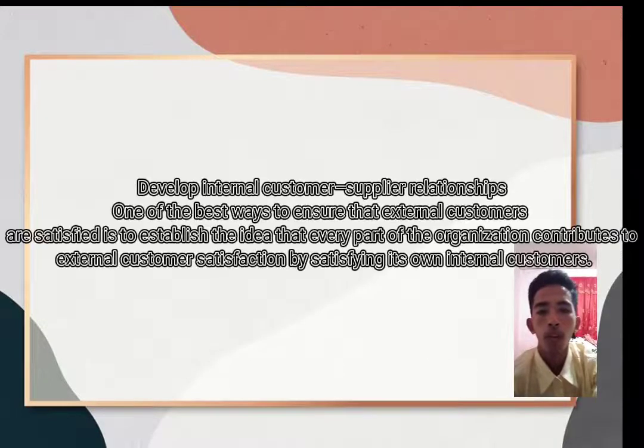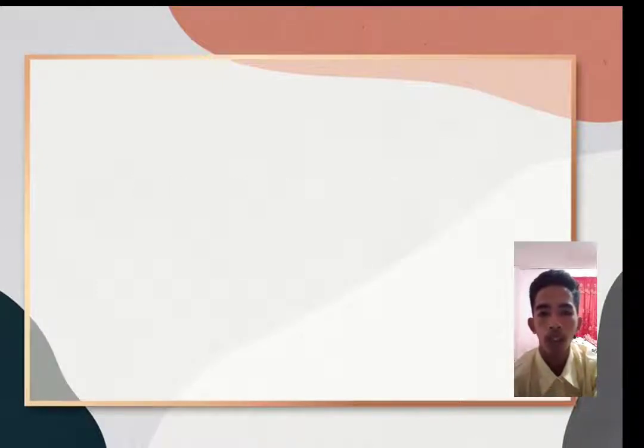Develop internal customer-supplier relationships. One of the best ways to ensure that external customers are satisfied is to establish the idea that every part of the organization contributes to external customer satisfaction by satisfying its own internal customers. The terms internal customer and internal supplier can be used to describe the micro operations that take outputs from and give inputs to other micro operations. The internal customer-supplier concept is regarded by some as one of the most powerful aspects to emerge from total quality management.